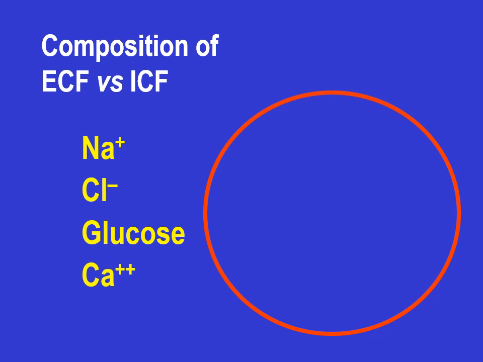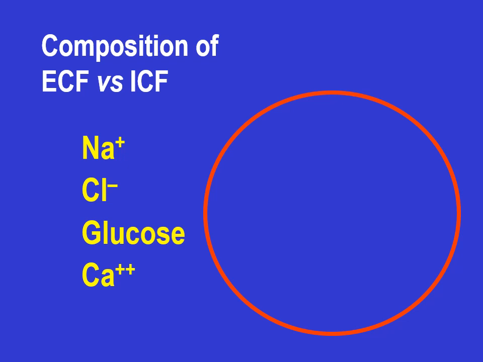Outside the cell, we have more sodium ions than we have inside the cell. The symbol for sodium is capital N lowercase a. This is from the Latin word for sodium, which is natrium. We can't use the letter S because S has been used for another element, sulfur. Note that sodium has a single positive charge. It's a monovalent cation.